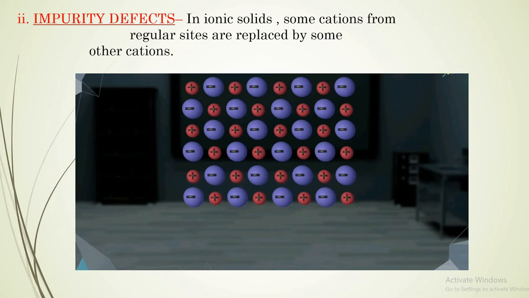Impurity defects. In solids, in ionic solids especially, some cations are replaced from their regular sites by some other cations with higher charge, and this creates impurity defects. These defects in ionic crystals basically arise due to the presence of some impurity ions at the lattice sites in place of host ions or at the vacant interstitial sites. Let us understand it by this video.